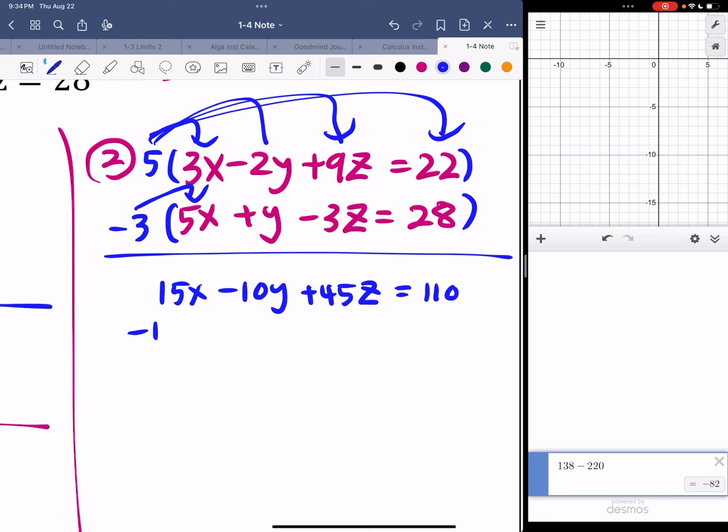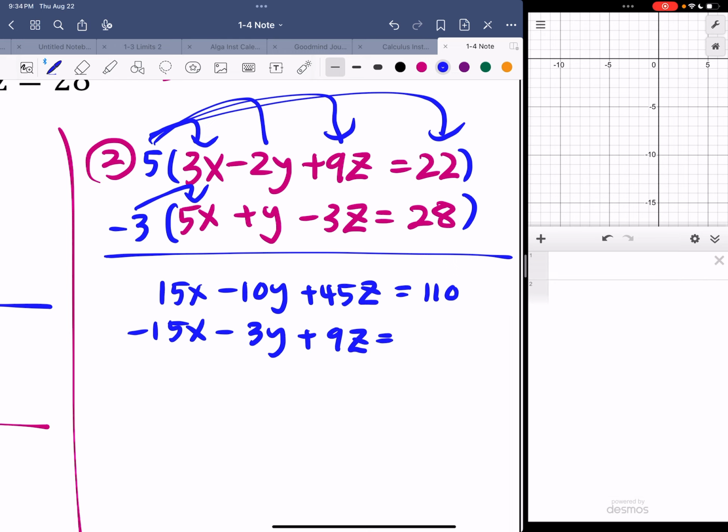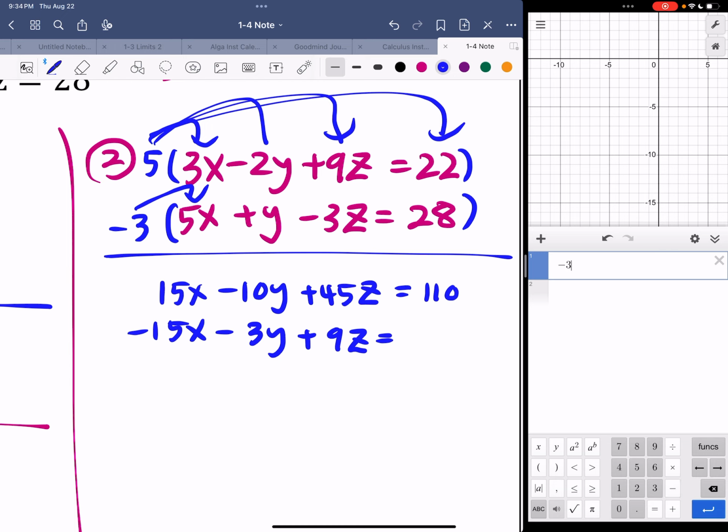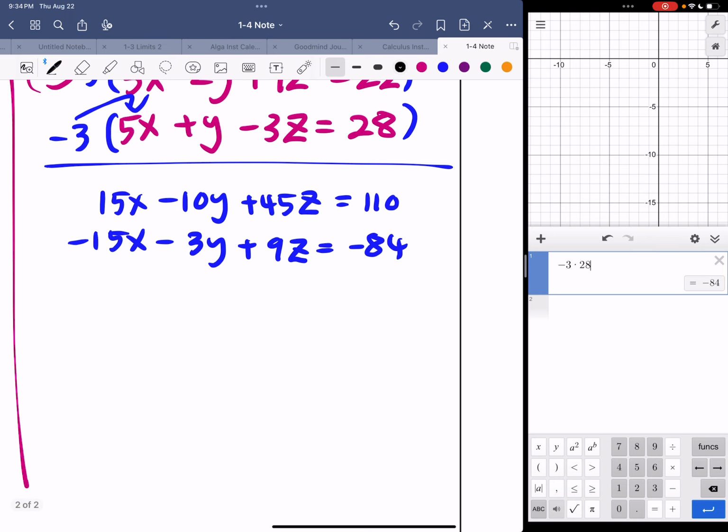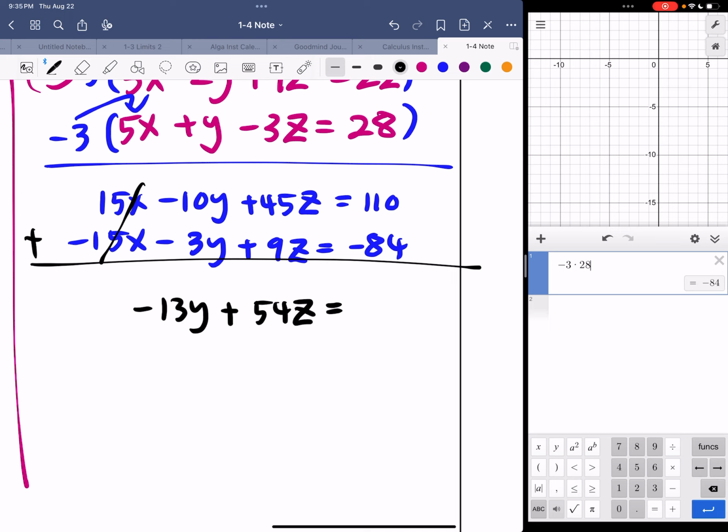Next, it's gonna be negative 15x, negative 3y plus 9z is equal to negative 3 times 28 is negative 84. Ooh, I can see something is coming here. So when I combine it, these two disappear. I get negative 13y plus 54z is equal to 26.